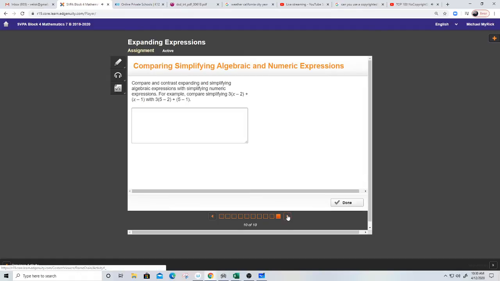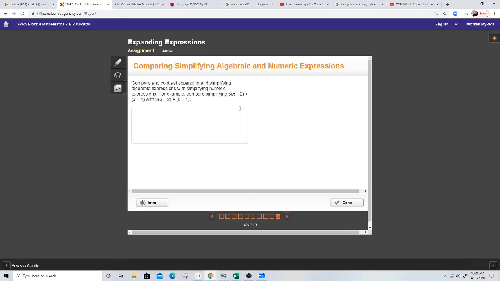Compare and contrast how you simplify algebraic and numeric expressions. Compare and contrast expanding and simplifying algebraic expressions with simplifying numeric expressions. For example, compare. Oh, okay. Compare and contrast. Oh, they mean like with variables and without variables. Okay.